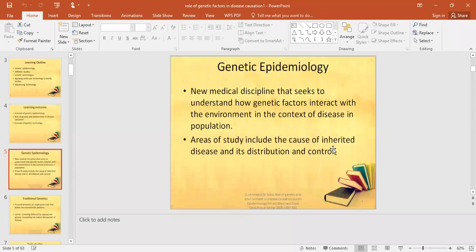Now, what is genetic epidemiology? It is a new medical discipline that seeks to understand how genetic factors interact with the environment in the context of disease in populations. Areas of study include the cause of inherited disease and its distribution and control.